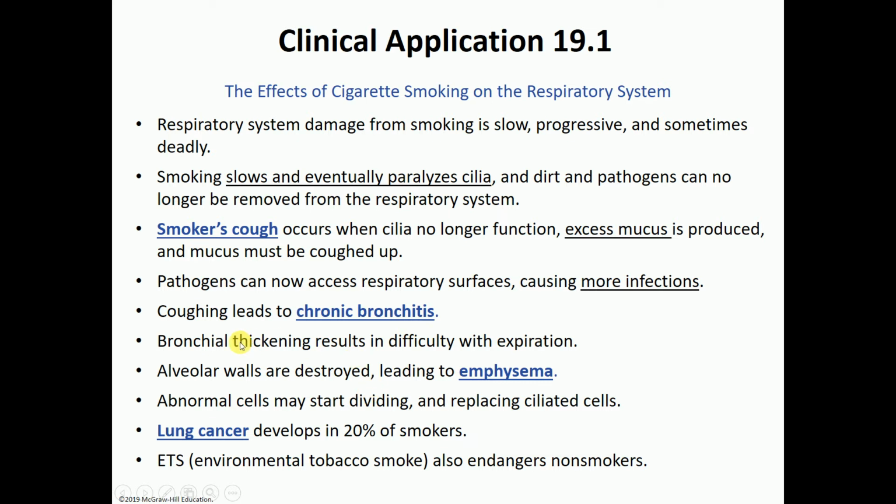And smoking will destroy the alveoli, leading to emphysema. Emphysema is where the alveoli fill up with air and can no longer be emptied. Lung cancer develops in about 20% of smokers, so 2 out of 10 people smoking will eventually develop lung cancer. And environmental tobacco smoke, or what is known as passive smoking, where you personally aren't smoking but you're around smokers, could also cause these same changes as well.